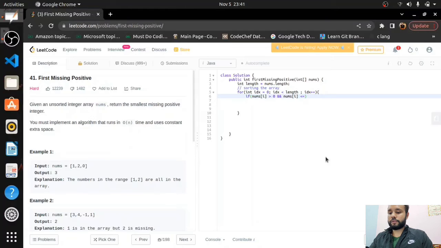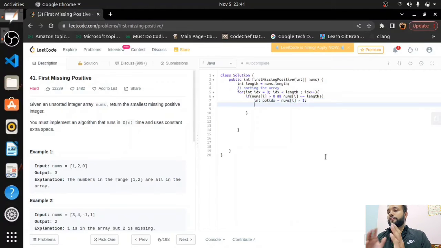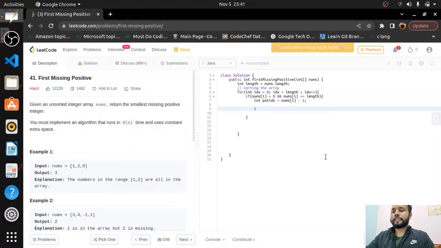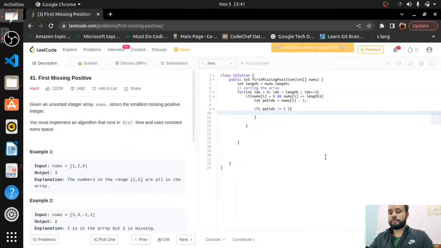So we can say it's less than or equal to length. If this is the case, then find the potential index for this nums of i, and it is nums of i minus 1. And if we find this potential index, then we are going to check if this number is not at the exact position where it belongs. If this potential index is not equal to i, it means it is not at the position where it belongs, then swap it.